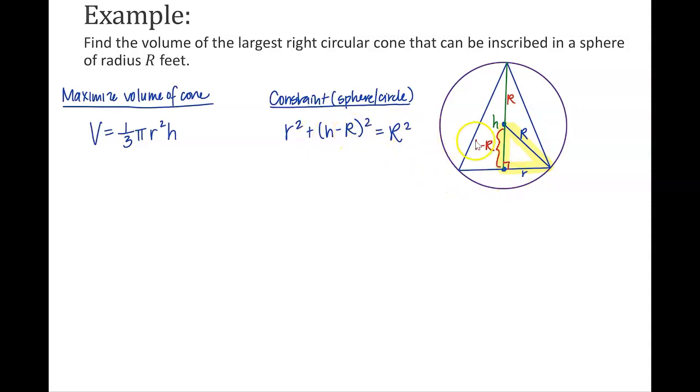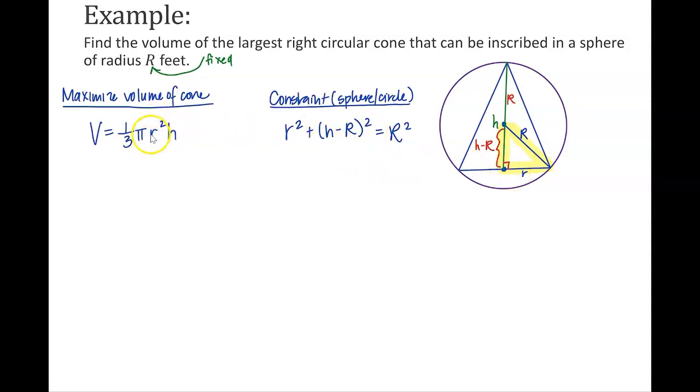Okay. So now we have this constraint equation. It relates all the variables. It relates the r and the h. It relates the capital R. But capital R is not a variable. Capital R represents a fixed value. So we definitely want to remember that. In fact, I'm going to write that up here, that R is fixed. We don't know what it is, but it's fixed. It's not a varying radius.